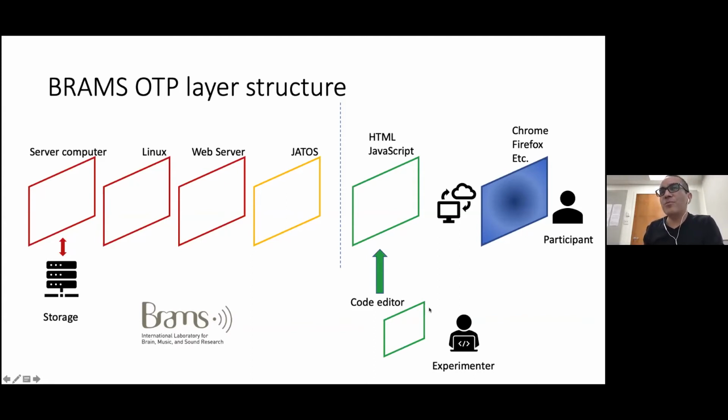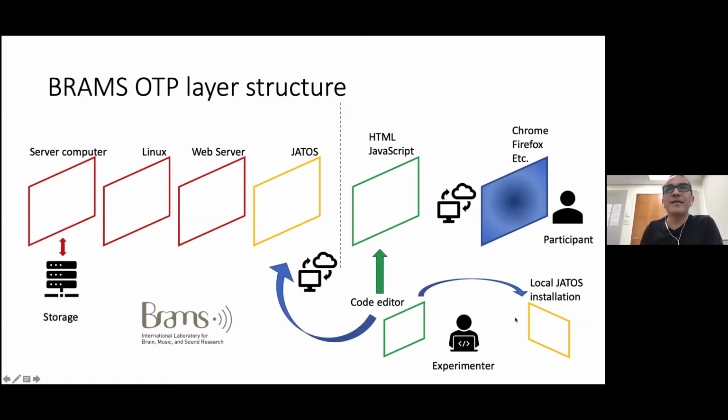So you could be working on JDOS directly, but that's not efficient. Maybe it's better to install JDOS in your computer first, and then go back and forth with all your testing until you are ready with your experiment. Then you request an account on the BRAMS-OTP, and you upload your experiment to JDOS. In that way, you make sure you don't have any bugs, or anything major to correct in your code. And then you can start sending links to your participants. We'll talk about that later on.